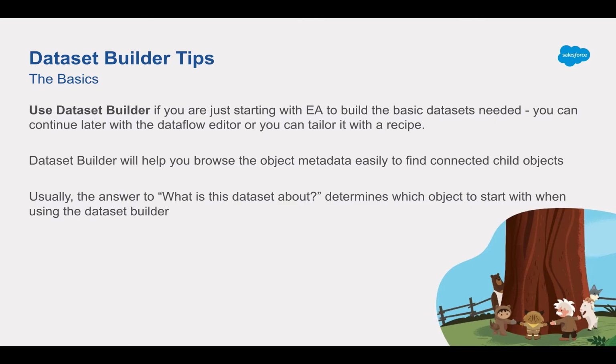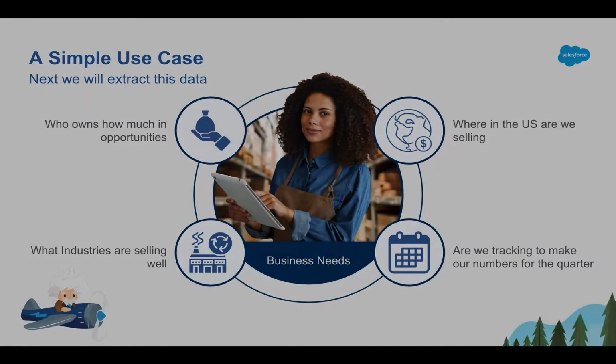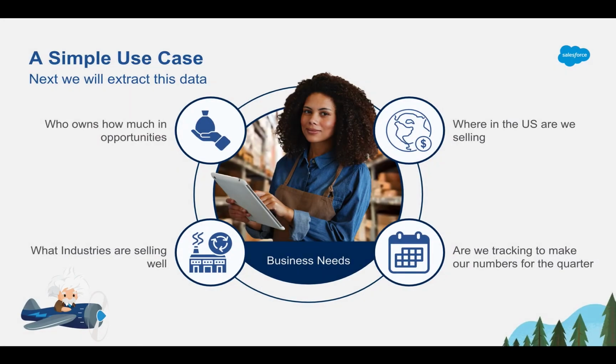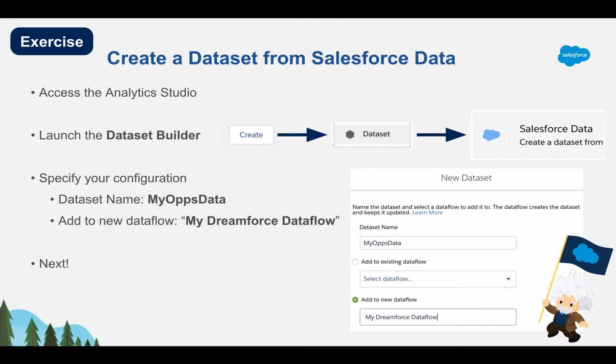We're going to start with the dataset builder. The dataset builder, as I mentioned, is the easiest way to acquire data from inside of Salesforce. You typically start with a foundational of what is the key components that this data is about. So if we take, for example, this simple use case, the users want to know information that is on the opportunity object and will require the account and user owner objects as well. So knowing that, we're now going to dive right in to the dataset builder and perform our exercise.